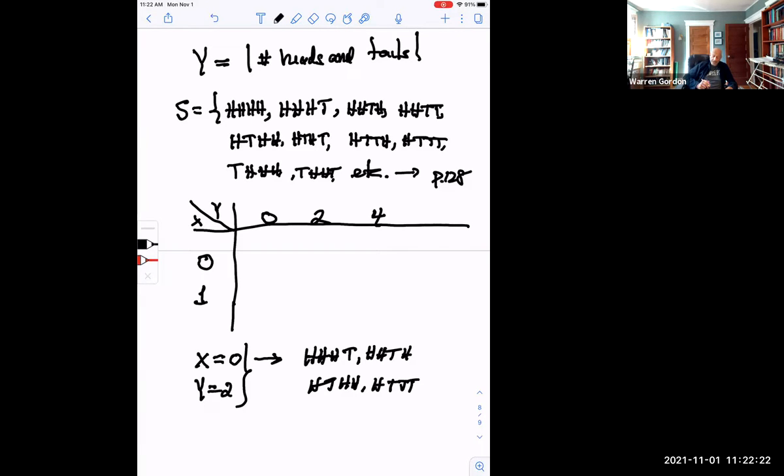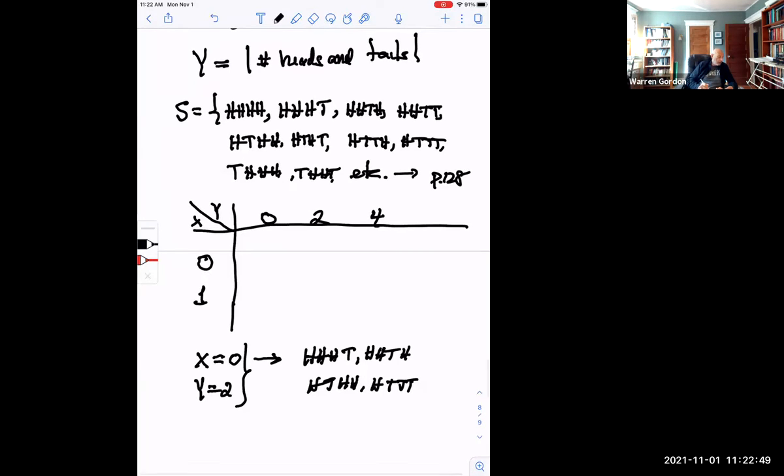Notice in every one of these cases, it starts with a head, and the difference between the number of heads and the number of tails, ignoring the sign, is 2. So these are the only 4 cases where X could be 0 and Y could be 2. And by the way, that's 4 out of a total of 16. Remember, if you toss a coin 4 times, there are going to be 16 possibilities. So the probability that X is 0 and Y is 2 would be 4 out of 16.